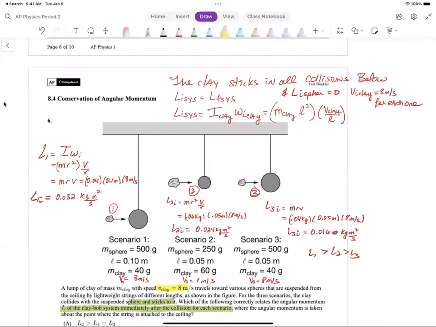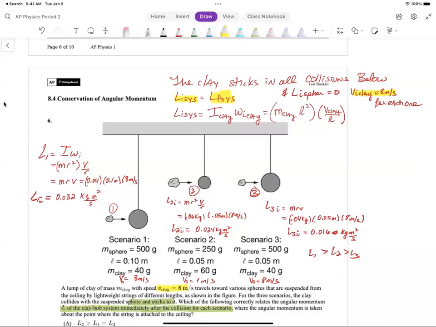Again, same scenario. I have a piece of clay hitting a sphere in 3 scenarios, and it's sticking. In all situations, the initial velocity of the clay is 8 meters per second. All of these are collisions that stick. There is a conservation of angular momentum. The initial angular momentum is going to equal the final. So if I know the initial angular momentum, then I will know the final angular momentum. Well, what is the definition of the initial angular momentum?